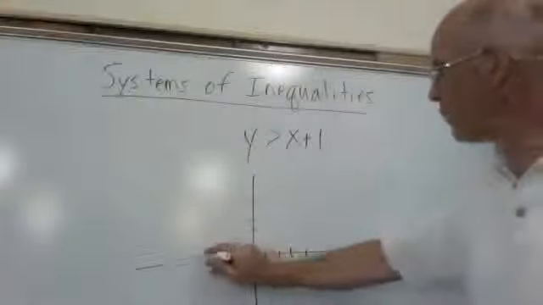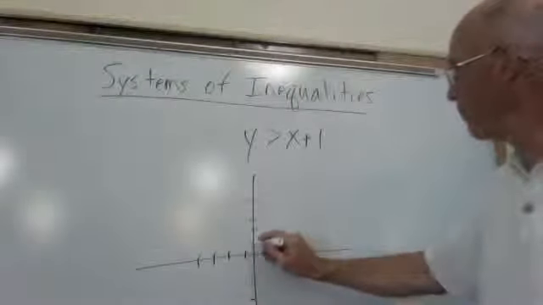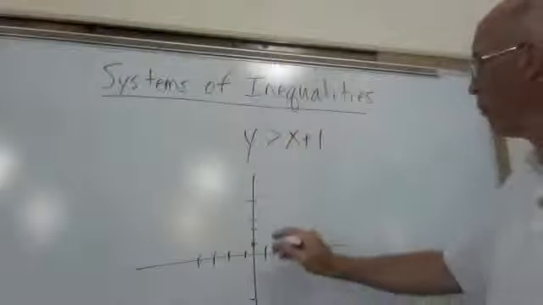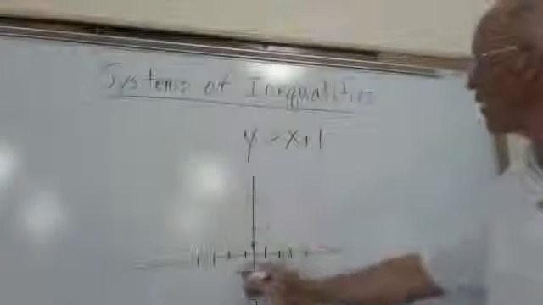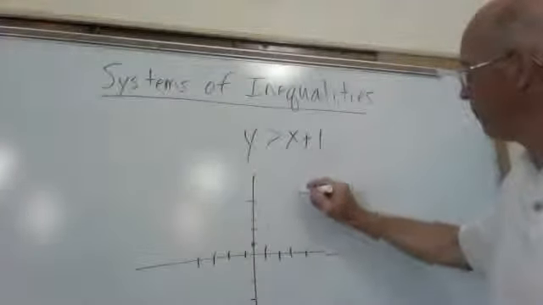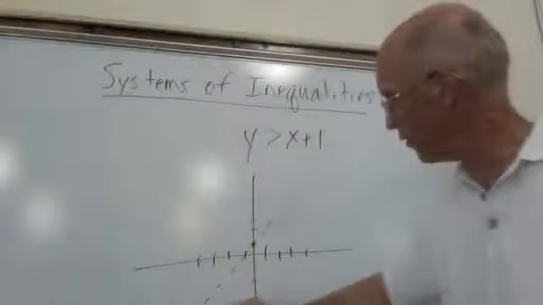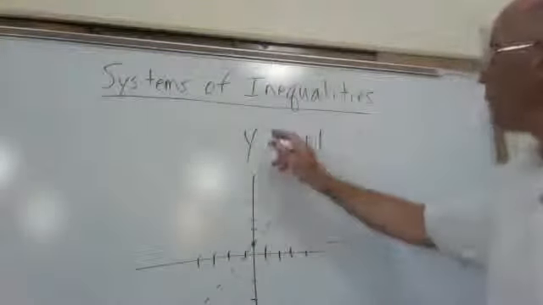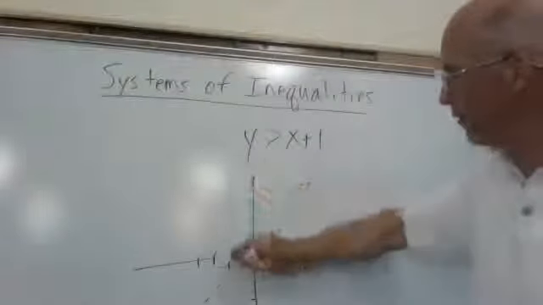The y-intercept is going to be positive 1, and the slope is going to be 1, so up 1 over 1. And we would have a straight line through there, except it's going to be dotted because it's greater than. So it's not including that line. So I'm going to do a dashed line. And y is greater than means everybody above is going to be shaded in.